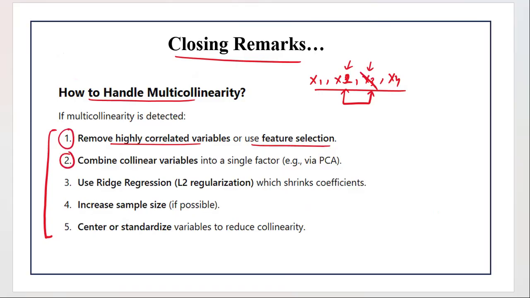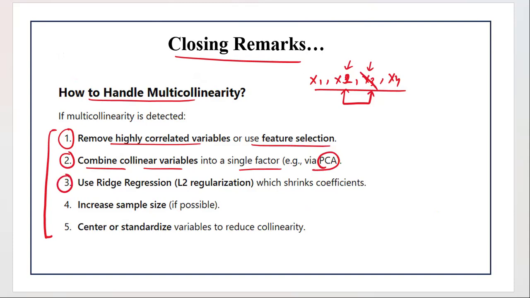The second method says combine collinear variables into a single factor, which is what we do in PCA, principal component analysis. As I have told you, principal component analysis works both ways. It helps you detect multicollinearity, and it gives you the tool to handle it, where we combine the correlated variables into a single variable or single factor.